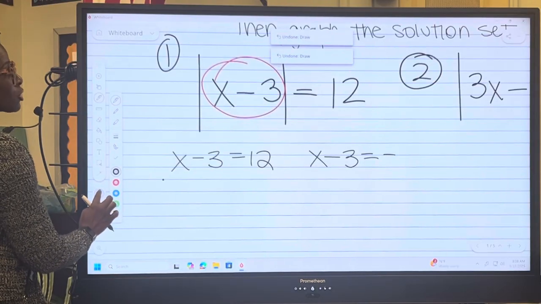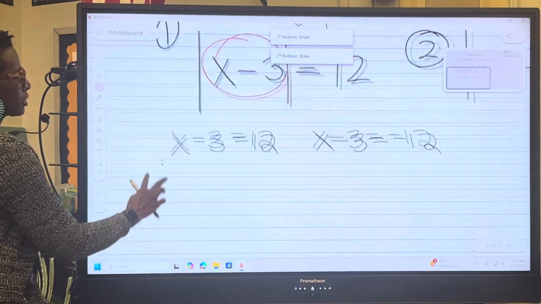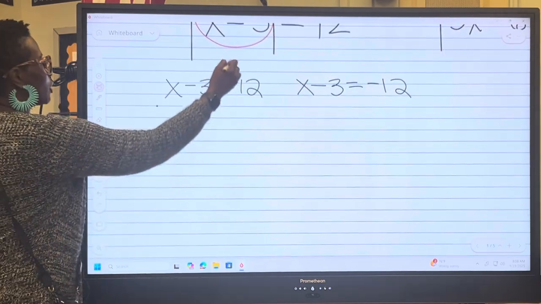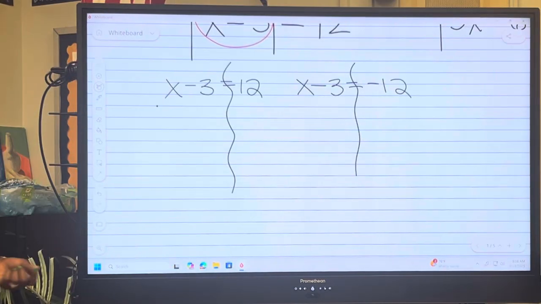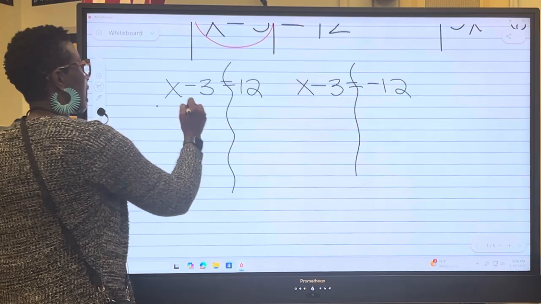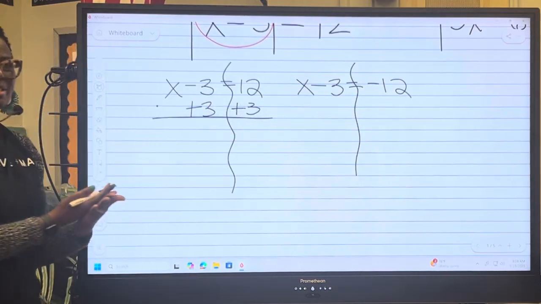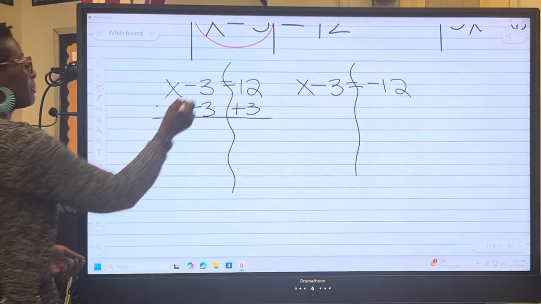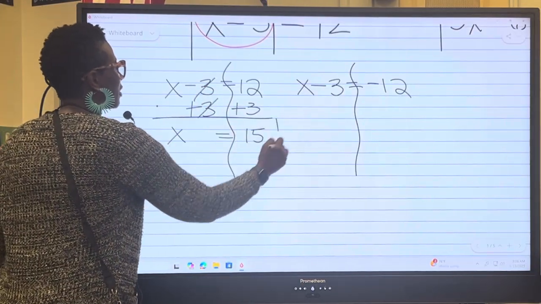All right? So let's start with the first one. What am I going to do? This is very simple math for us. What do we do? Add 3. What property am I using? Addition property. Absolutely. I'm going to add 3 to both sides. Property of equality says whatever you do to one side, you must do to the other to keep it balanced. So we cross those out. Now I got x equals 15.